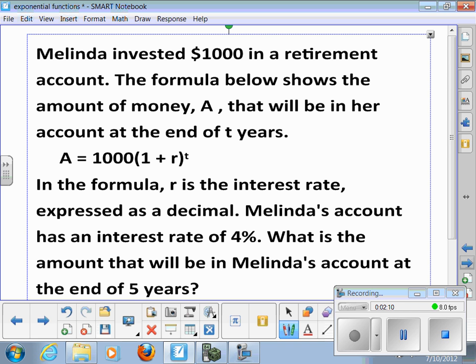Another common application of exponential equations is with investments. So if Melinda invested $1,000 in a retirement account, the formula below shows the amount of money, A, that will be in her account at the end of T years. So in the formula, R is the interest rate expressed as a decimal. So let's say she gets 4%. So what is the amount in Melinda's account at the end of 5 years?